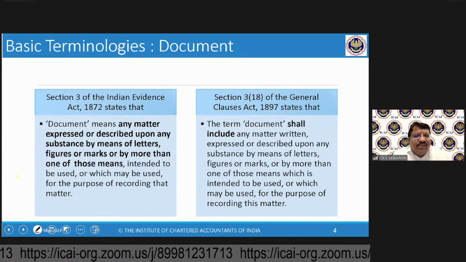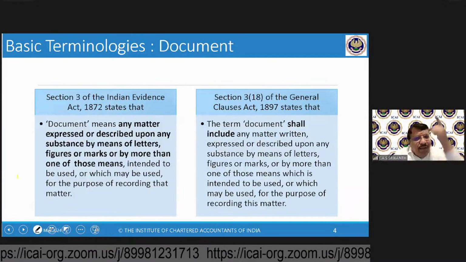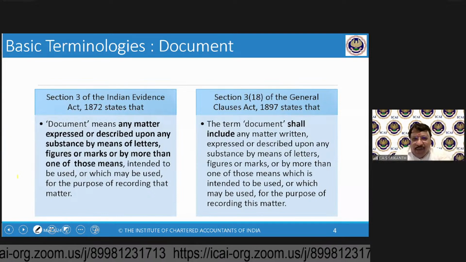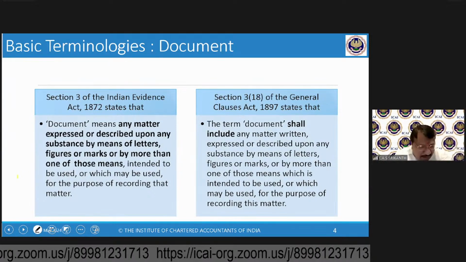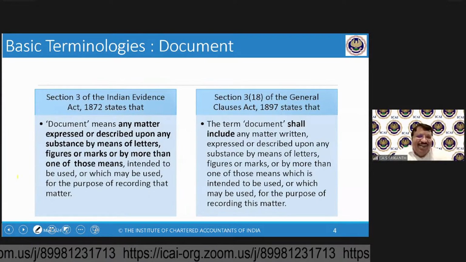Section 3 of the Indian Evidence Act 1872. Did you notice that? 1872, ring a bell? Indian Contract Act. Incidentally, same author, Lord Macaulay. Indian Evidence Act or Indian Contract Act, it's all Lord Macaulay.